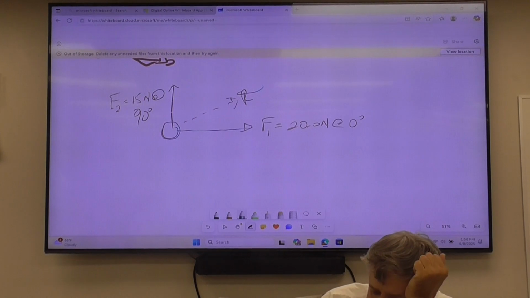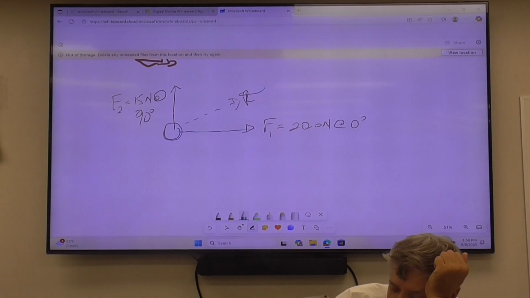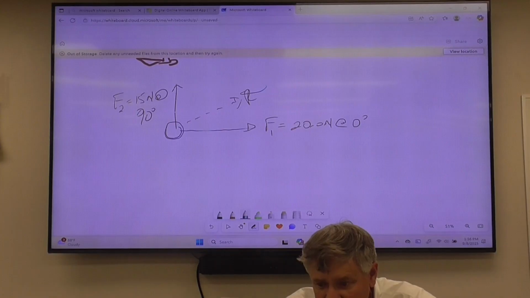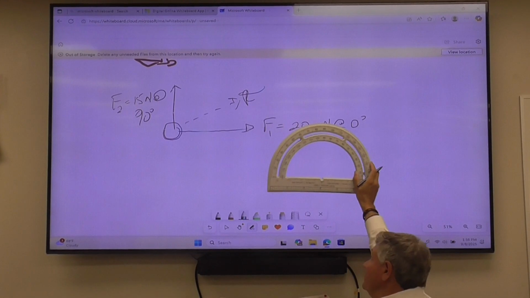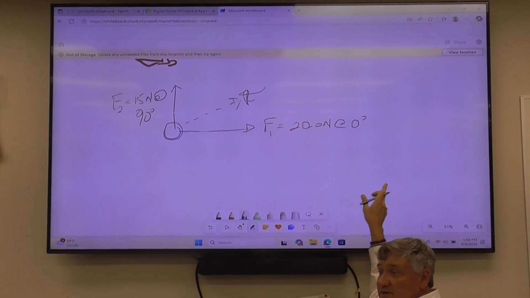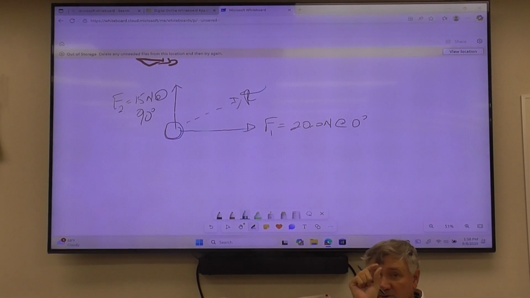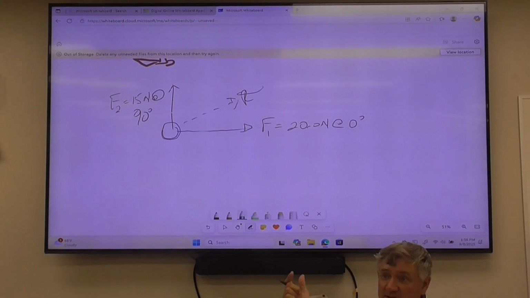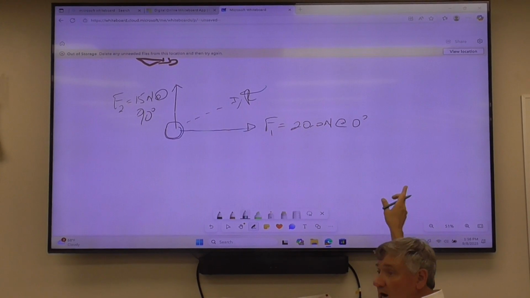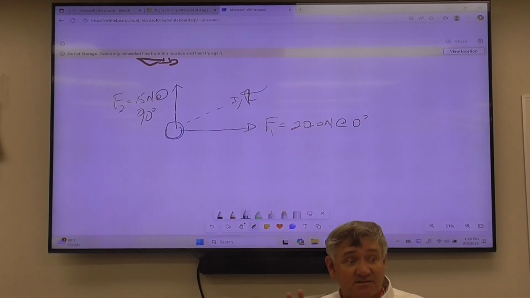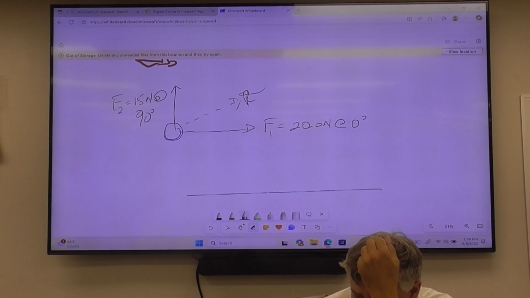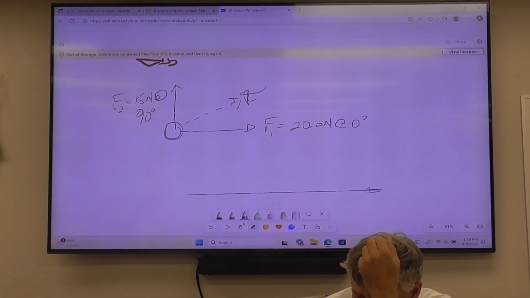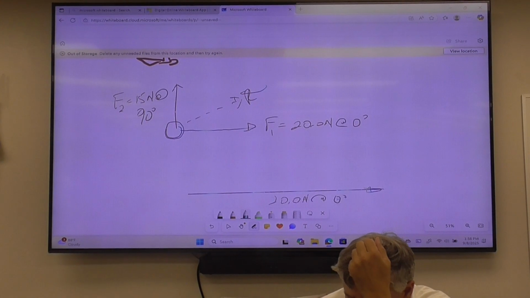So here's the next thing. Now we're actually going to do the tip to tail method. When you're doing this, you are actually going to take a ruler and you are going to measure out like 20 newtons, whatever your scale is. Maybe you let 1 centimeter equal 1 newton, something like that. You are actually going to draw out this line to scale, not a sketch. So you're going to come out here and go, okay, I got this. Boom. So there's my 20 Newton line at 0 degrees.